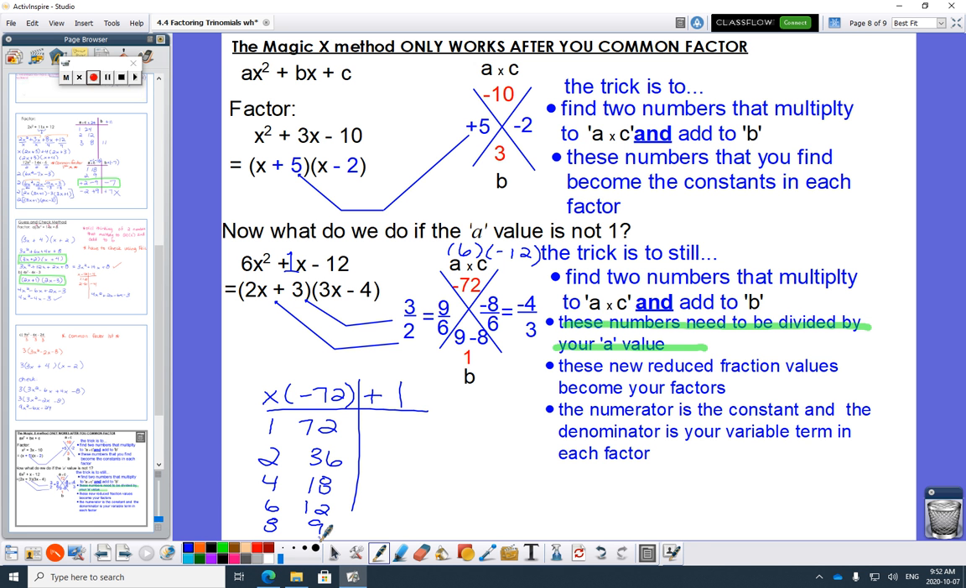So now we've chosen 9 and negative 8. You have to divide the number by the a value, which is 6. So you get 3 over 2. So then that becomes one of your brackets. Once you divide by 6 or reduce it, then that's the other bracket.